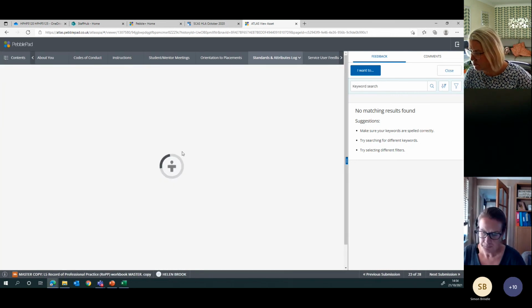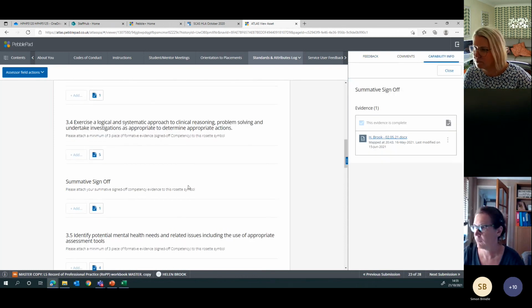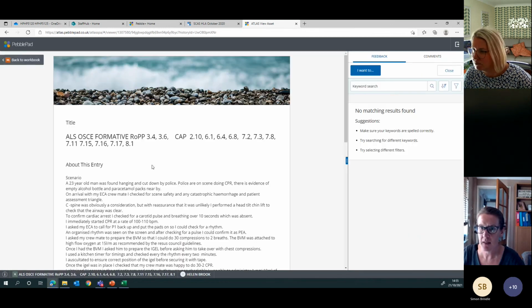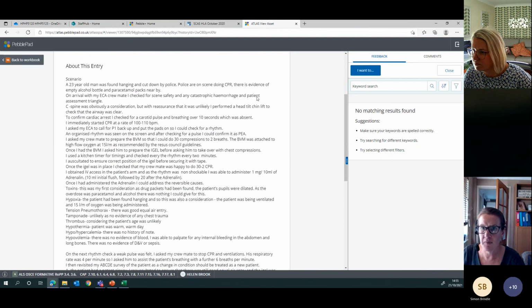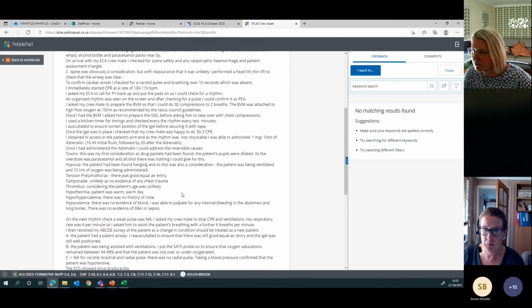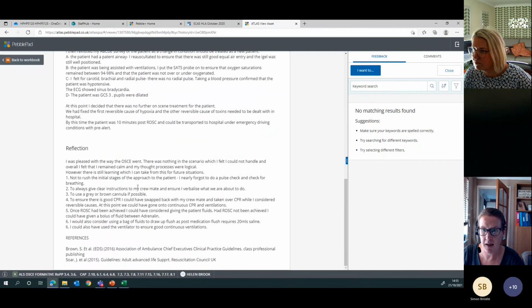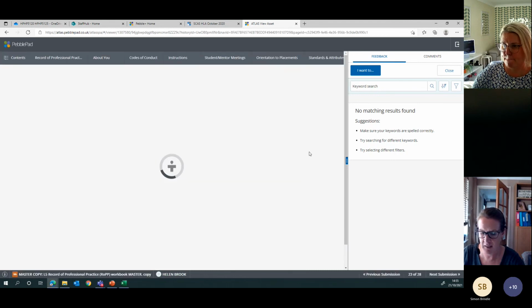One here as well is a reflection that this student has used. So an ALS OSCE formative here that she's done. This was a formative OSCE that we did on a practice day at university. This is the scenario that she was given. She's worked through here how she approached the scene, what the checks are that she's done, how she's performed, and then she's reflected on that and what she would maybe take for learning for future sessions. So that's another piece of evidence that she's uploaded. And again, she's referenced this and gone away and looked at the evidence behind the procedure.